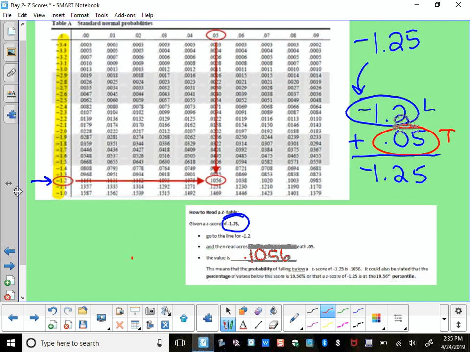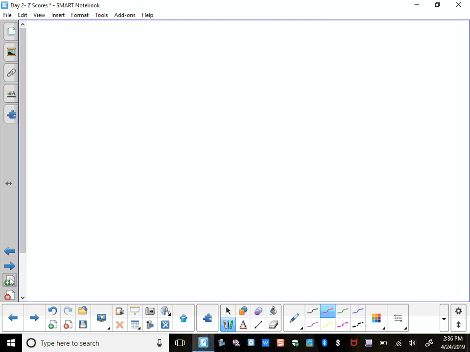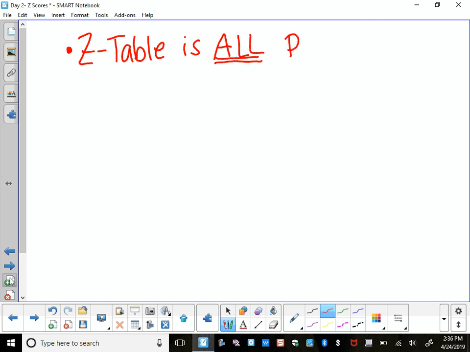Okay. I want you guys to write something on your blue paper. Write it at the bottom, write it at the top, I don't care, but write it somewhere. Your first note to yourself is that your Z table is all prob below. That is super important. You'll hear me talk about prob below, prob above, prob between. And prob just means probability. So everything in the Z table is below. Jeff, are you with me? Yeah. Alright.